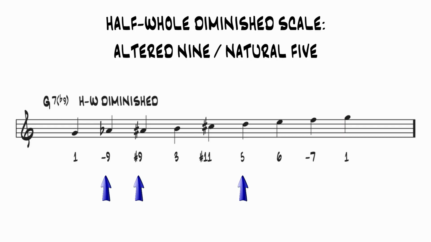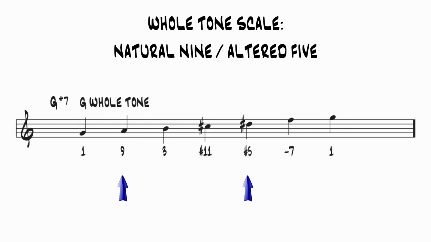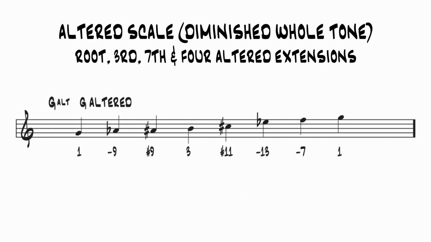So the half-whole diminished scale contains an altered 9 and a natural 5. The whole tone scale contains a natural 9 and an altered 5. The last scale we're going to talk about is a combination of the two, and it's sometimes called a diminished whole tone scale. It's more commonly known as the altered scale, and it's comprised of the root, 3rd, flat 7th, and all 4 altered extensions.